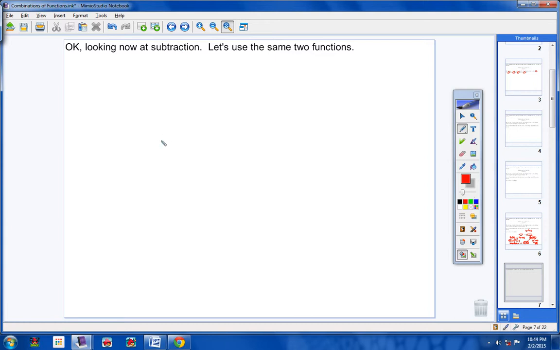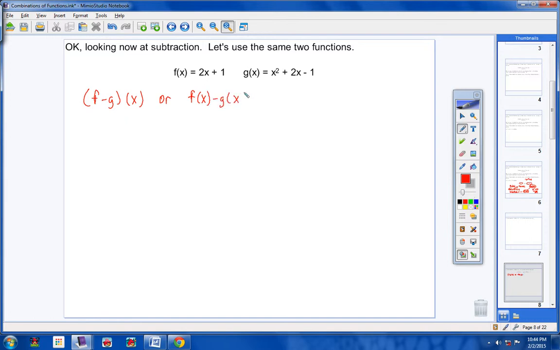Now, let's take a look at subtraction. We're going to use the same two functions, okay? So here's those same two functions. Now, the notation for subtraction is f minus g of x. Or, of course, just like the last problem, f of x minus g of x. Okay, let's start with our f function first. Put it in parentheses, 2x plus 1, and then minus your g function, put it in parentheses, x squared plus 2x minus 1.